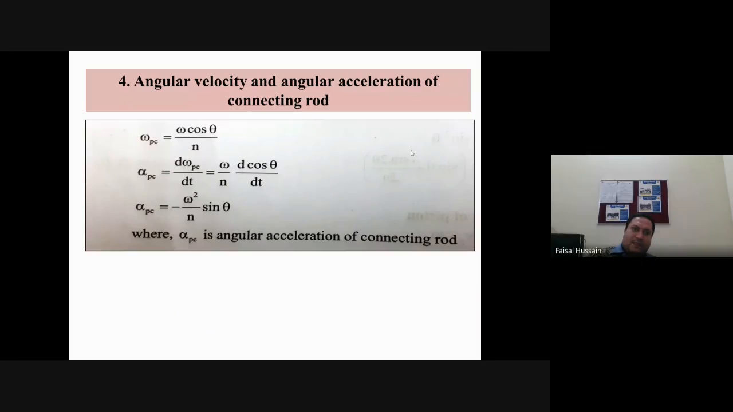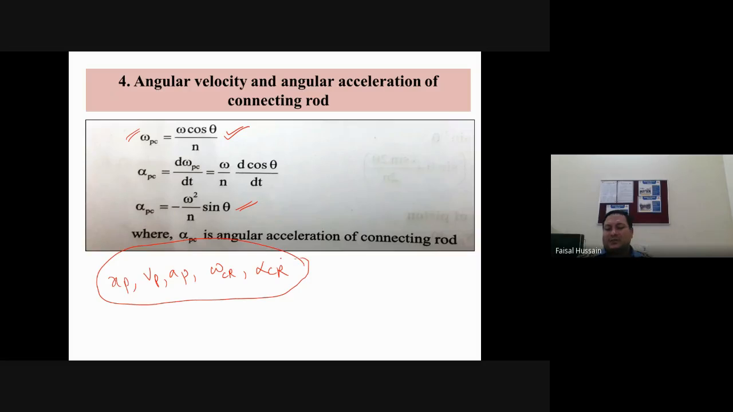Now for the angular velocity omega and angular acceleration alpha: the angular velocity is omega cos theta by n. This is your angular velocity, and the angular acceleration is minus omega square by n into sine theta. We have differentiated the angular velocity expression with respect to time, so we get this answer. So these are the expressions for velocity of piston, displacement of piston, acceleration of piston, angular velocity of the connecting rod, and angular acceleration of the connecting rod. These 4 to 5 expressions are needed for solving dynamic linkage problems.